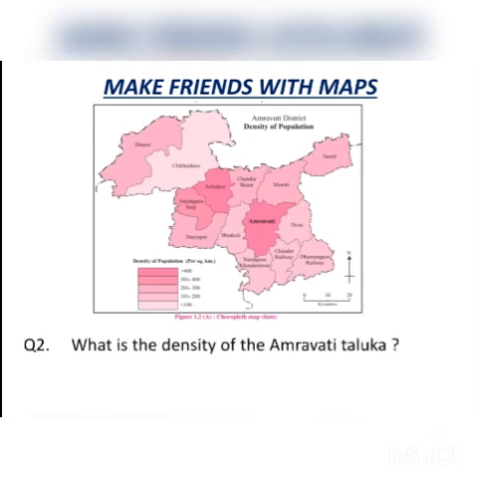Question number 2. What is the density of Amravati taluka? Again, first we need to see the shade of Amravati taluka on the map. And if you see carefully, the shade of Amravati taluka is the darkest. Now, check the same color in the index. And the darkest shade value given is more than 400 persons per square kilometer.